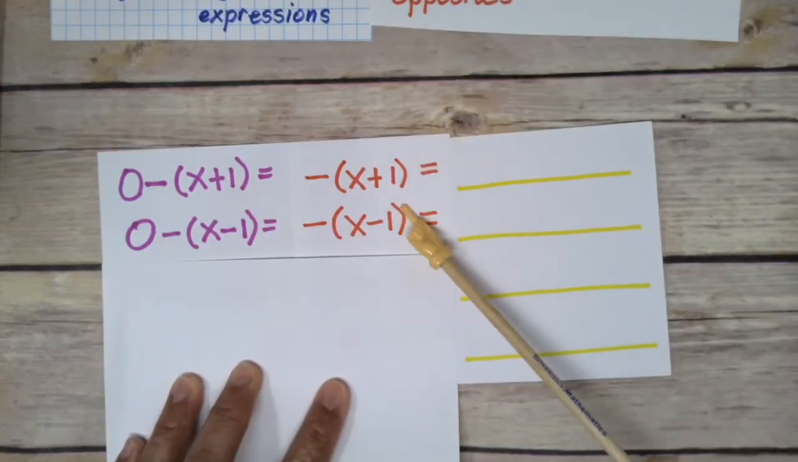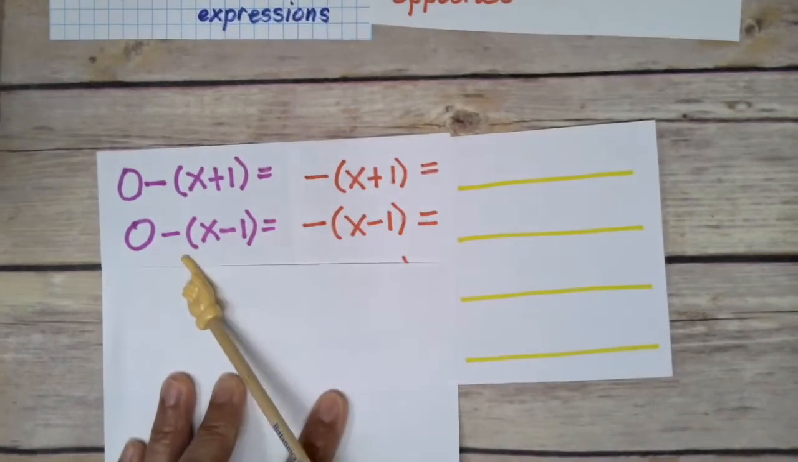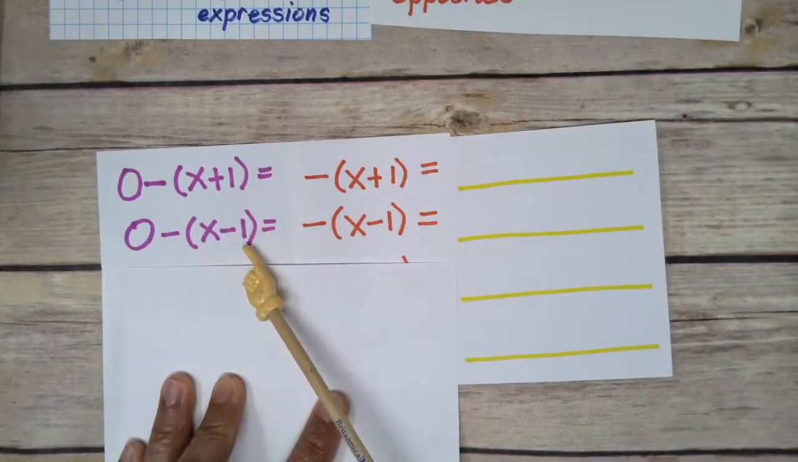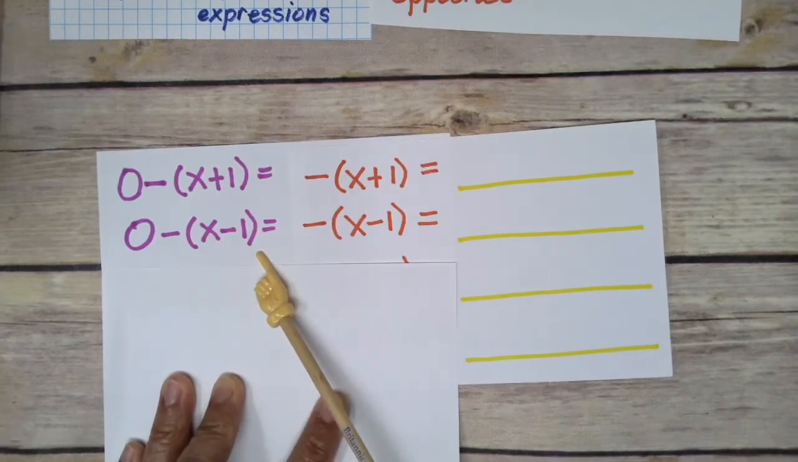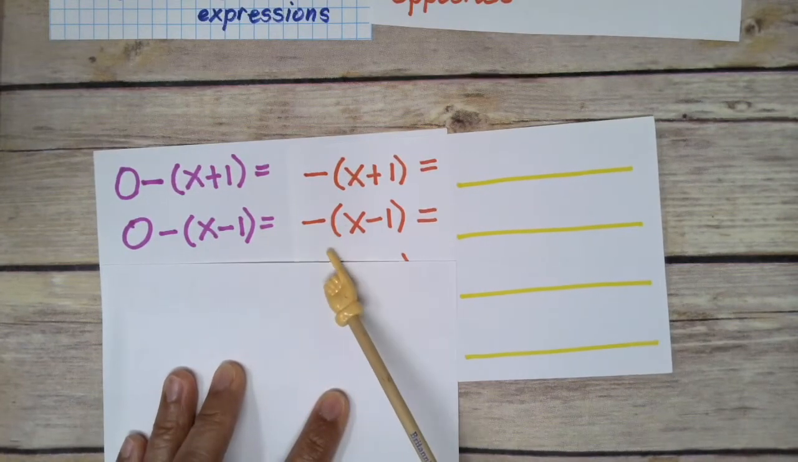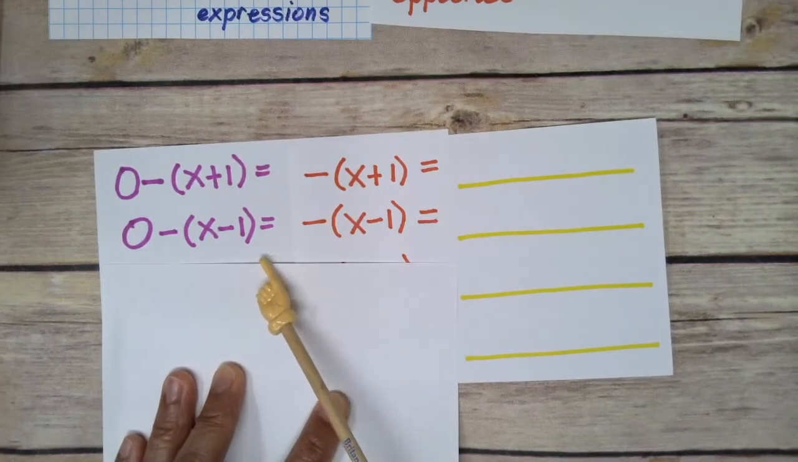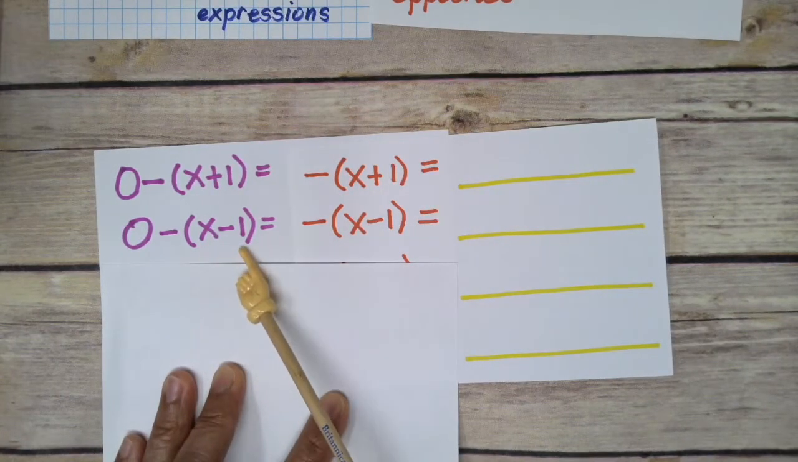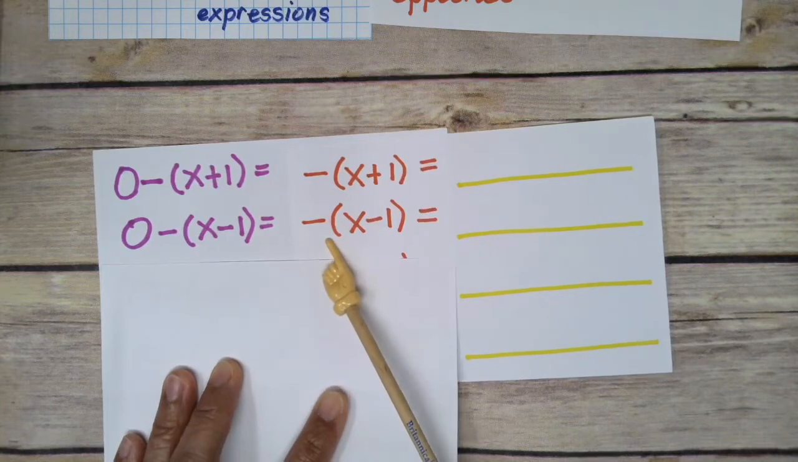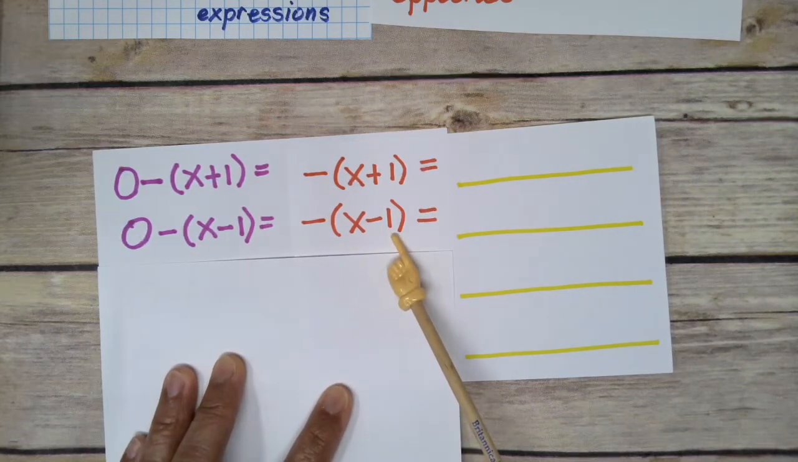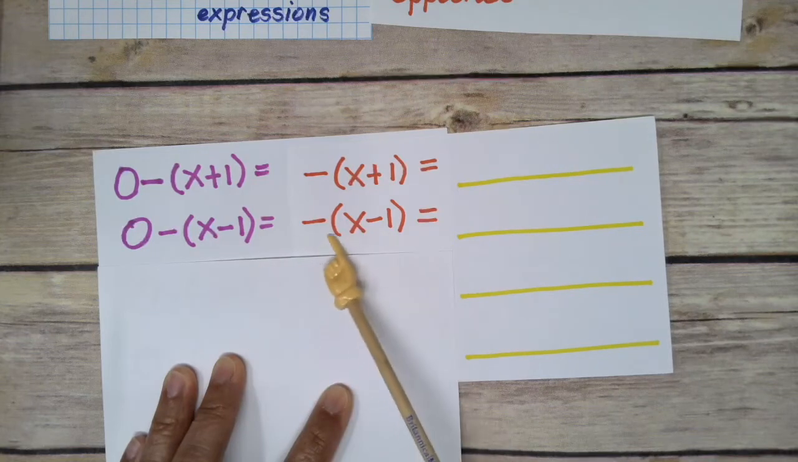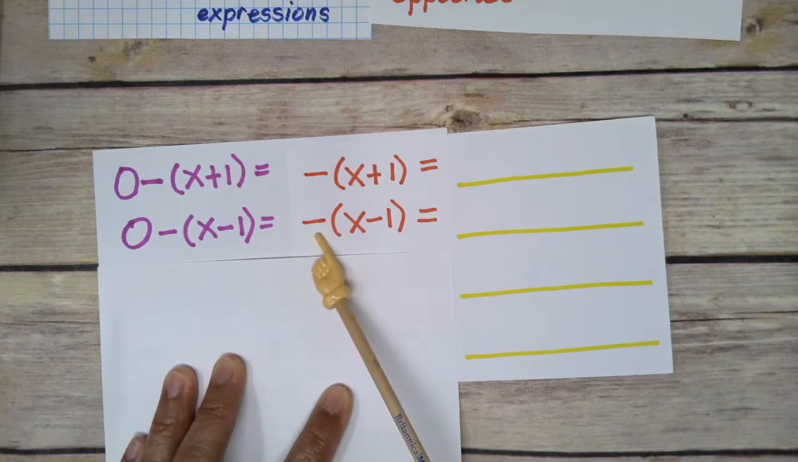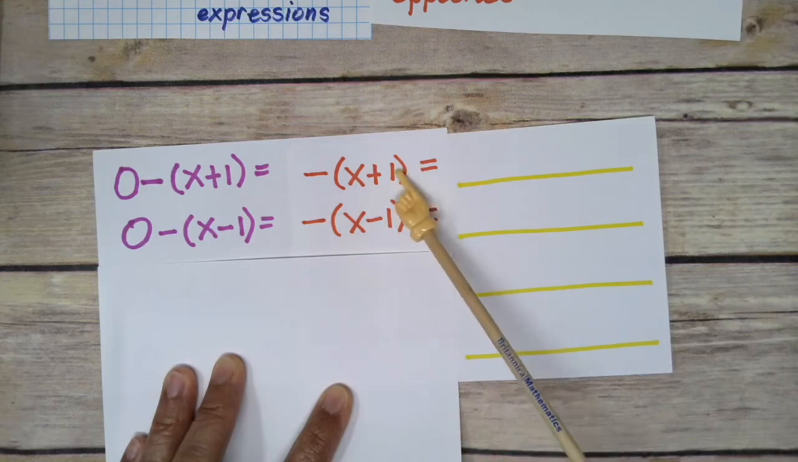Moving forward, we have 0 minus the quantity of x minus 1. Our subtrahend here is x minus 1. So our difference will be the opposite of quantity x minus 1, which is the negative of quantity x minus 1. Our x minus 1 remains as x minus 1. We just have a negative sign in front of x minus 1.